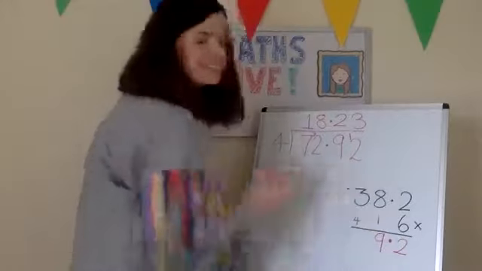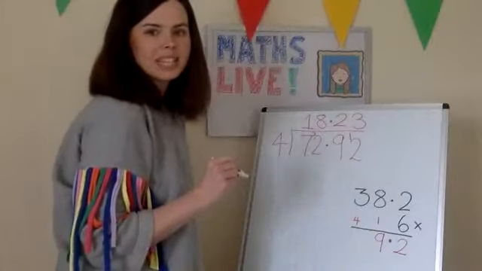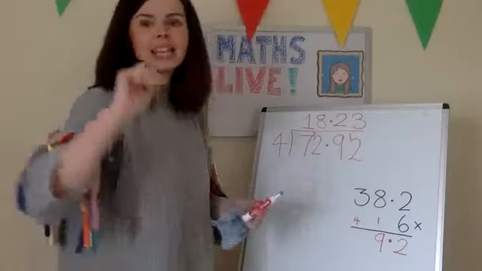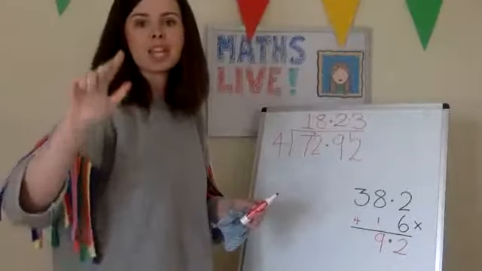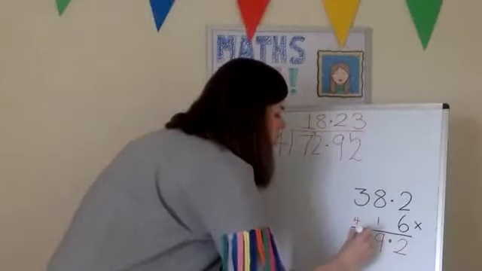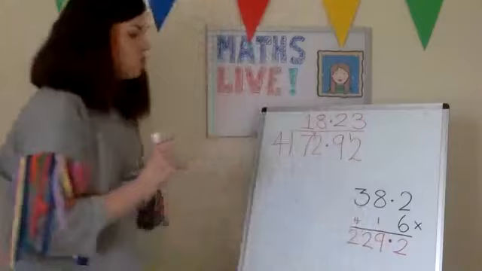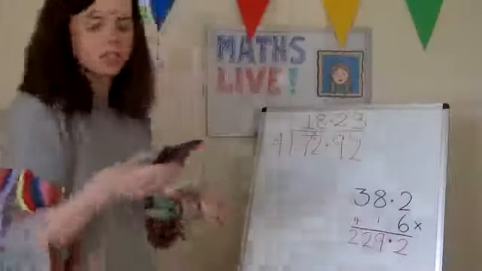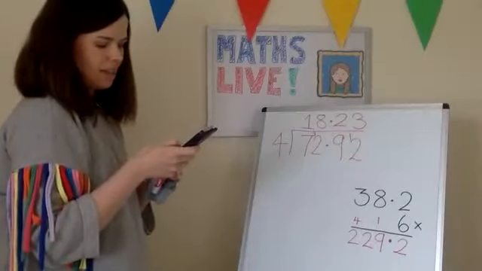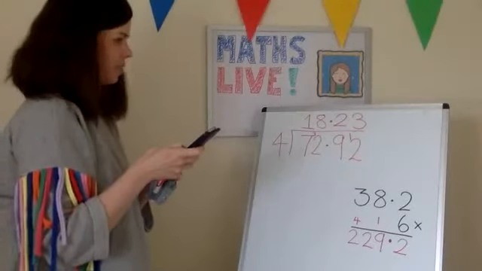And then 3 6s, 1 6 is 6, 2 6s are 12, 3 6s are 18, and then 19, 20, 21, 22. So that's 229.2. Let's have a look. Yes, well done.